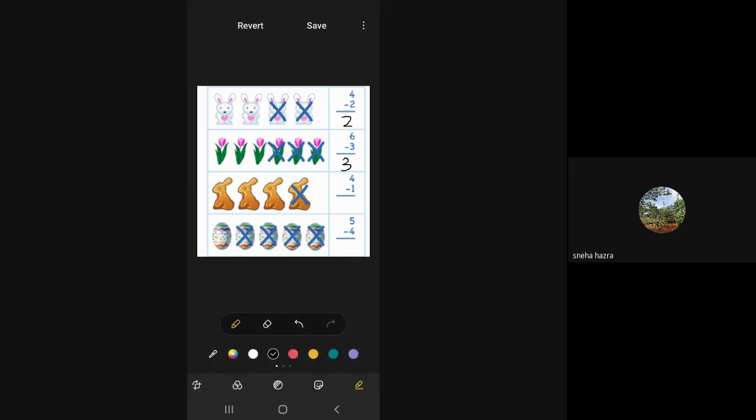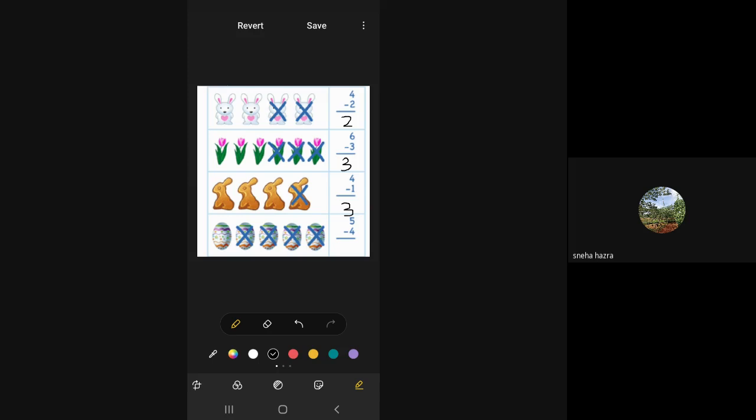The next is rabbits. 4 rabbits. 1, 2, 3, 4. From that 4, we will subtract 1. We will cut 1 rabbit. So now we will count the left ones. 1, 2, 3. So we will write over here 3.